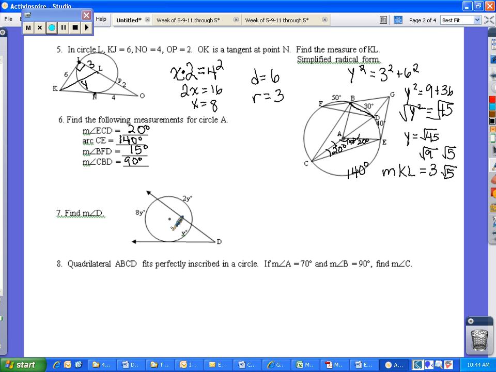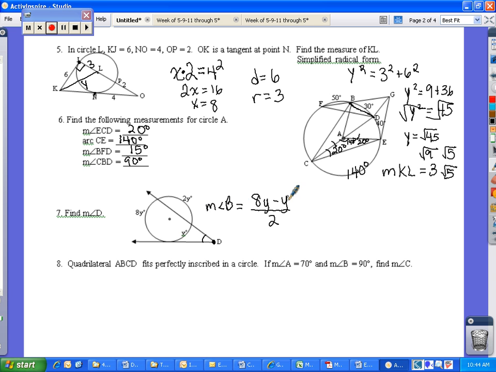All right, moving on to number 7. We want to find the measure of angle D. Since angle D is made up of an angle outside the circle, I know I'm going to take half the difference. So I'm going to take 8y minus y, and I'm going to divide it by 2. So that's what the measure of angle D is going to equal.